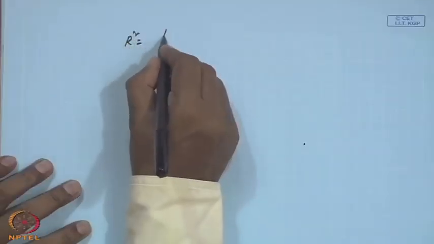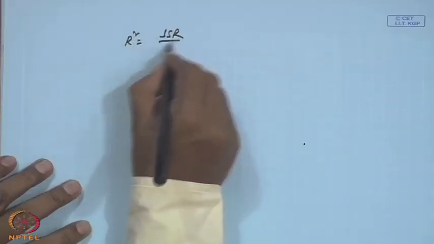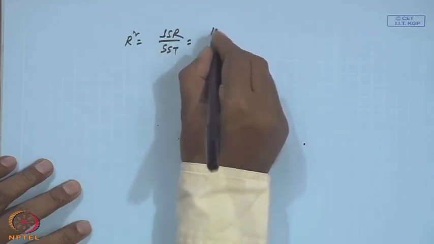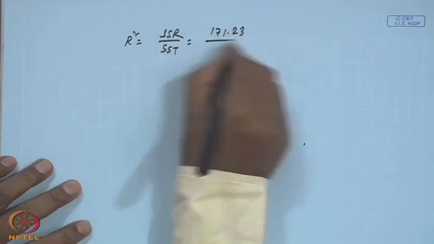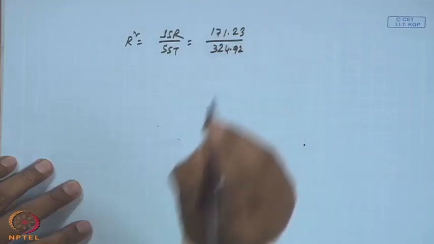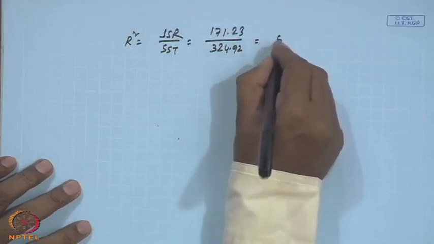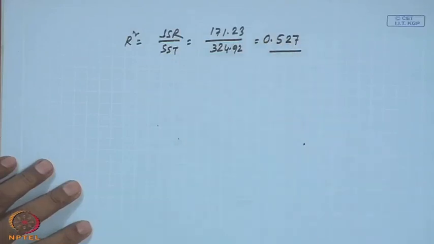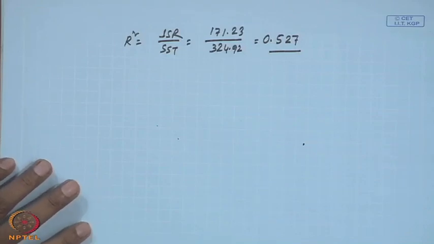So, R square value will be SSR by SST, which is 171.23 by 324.92. It is 52.7%, 0.527. Less, very less.